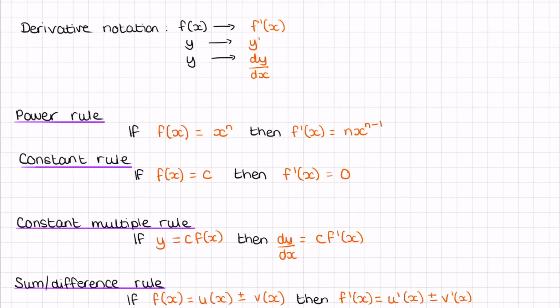The constant multiple rule: if we have a constant multiplied by a function, like 3x squared, 3 is the constant and x squared is the function, then the derivative of that is the constant multiplied by the derivative. And the sum difference rule: if you have a function where you have something with x in, plus or minus something else with x in, then you just do the derivative of each one separately. We're going to do a few examples now that integrate all these different rules so you can see how they work.